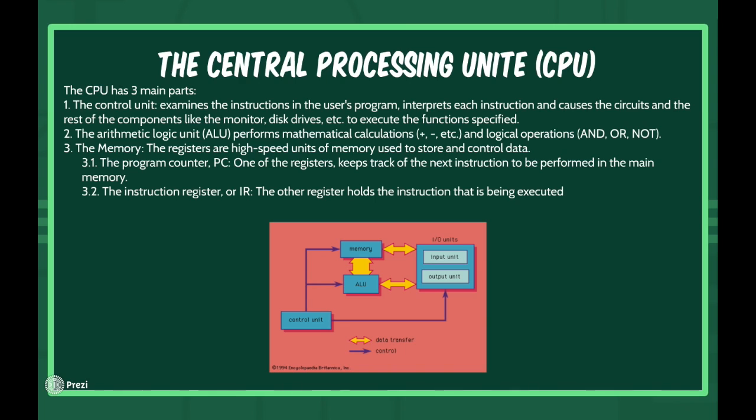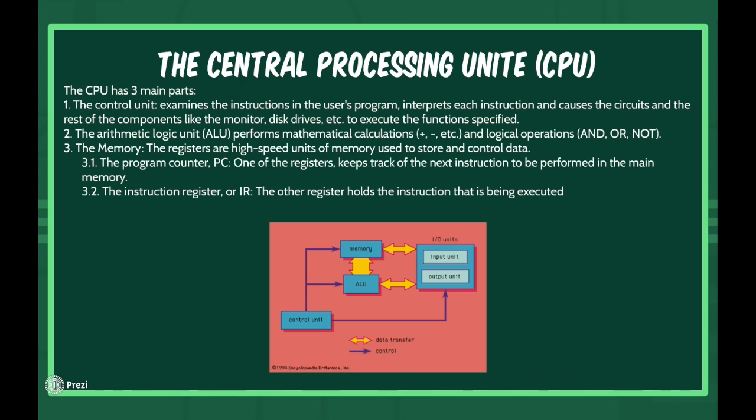And the CPU also has three main parts. The first one is the control unit, which controls and gives all the instructions to the computer. The second one is the arithmetic logic unit, or ALU, which performs mathematical calculations and all the logical operations the computer needs in order to work. And the third part, and the one we are interested in, is the memory. This appears in the form of registers, which are high-speed units of memory used to store and control data.